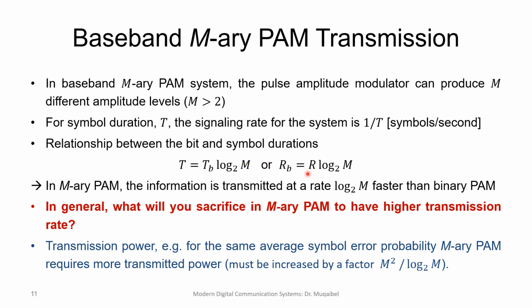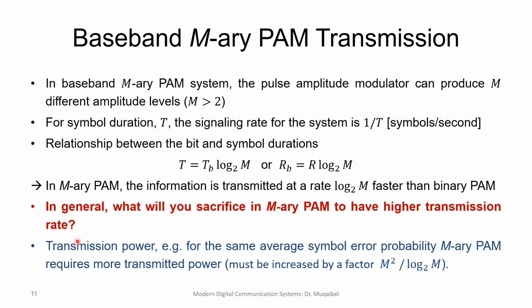We can do one way or another. Of course, we can relate the time duration or the bit rate. Of course, the bit rate would be greater than or equal to the symbol rate. In M-ary pulse amplitude modulation, the information is transmitted at a rate of log base 2 of M times faster than binary, of course. So you can see that this is the difference in the rate.